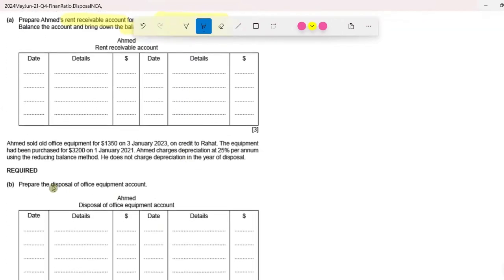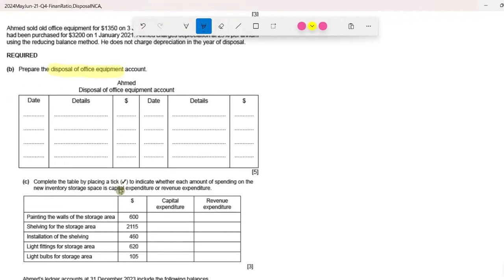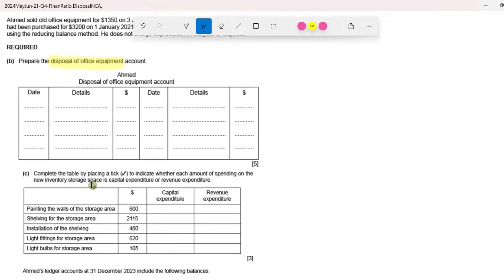Requirement B is about disposal of office equipment, so prepare the disposal account. Requirement C is to complete the table by placing a tick to indicate whether each amount of spending on the new inventory storage space is capital expenditure or revenue expenditure.